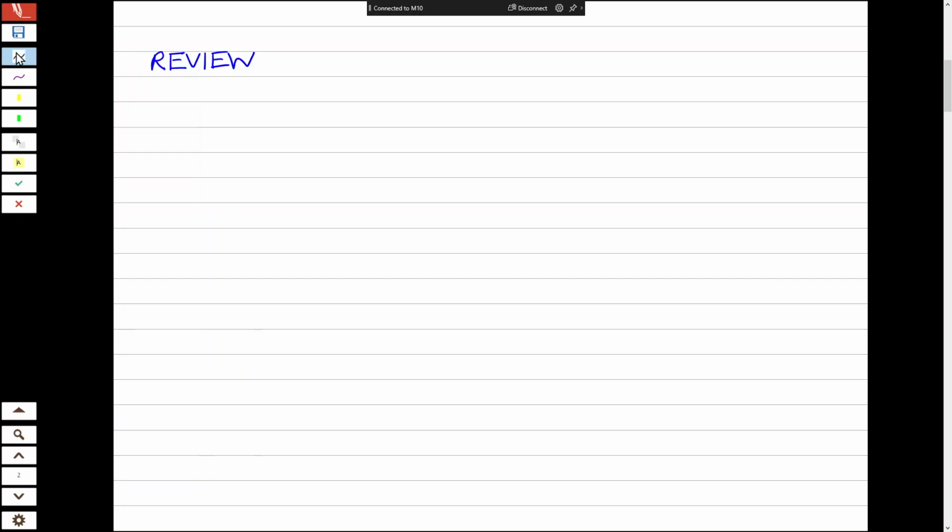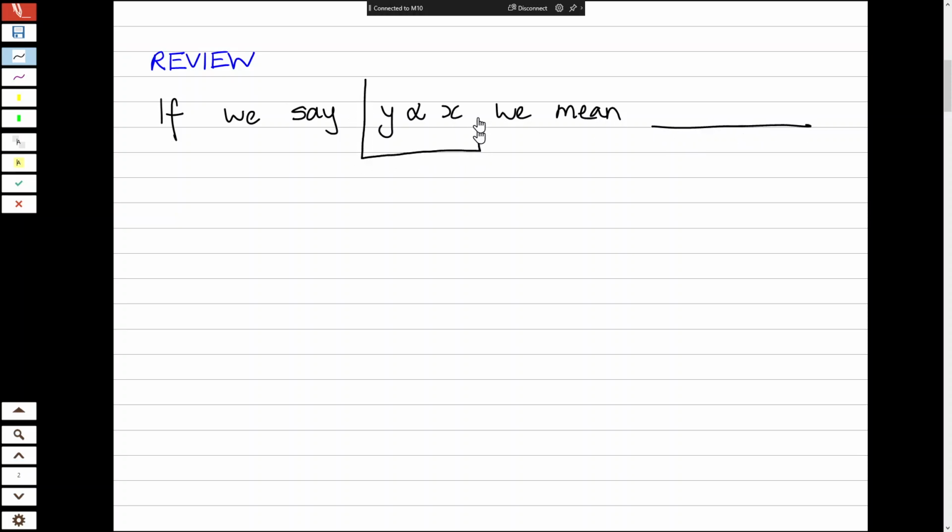Okay, so if you were away on Tuesday, this is a quick crash course. On Tuesday I started by saying the following: if I say... I'm not going to tell you what that means, so that's the first thing. When I write these symbols together, Y, that little fish in the middle, and X on the right, can you complete the sentence?